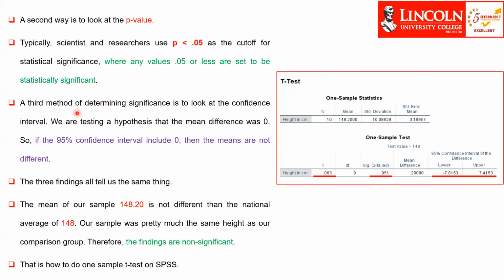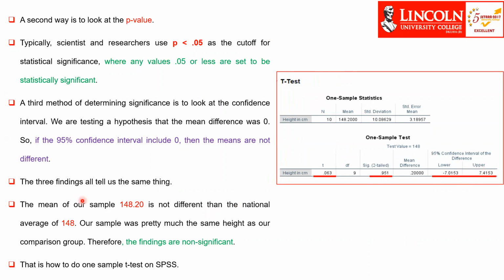The third method of determining significance is to look at the confidence interval, which you have here. We are testing a hypothesis that the mean difference was 0. So if the 95% confidence interval includes 0, then the means are not different. And how do you know whether it includes 0? If you look at the lower value here, it's negative, and the upper value here is positive, meaning that it crossed 0.